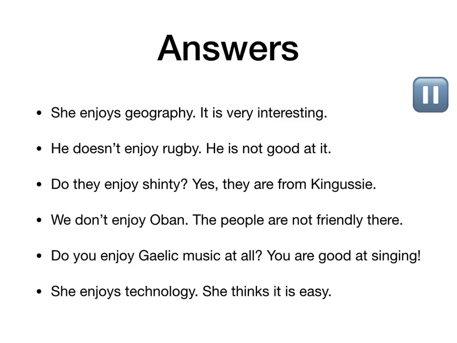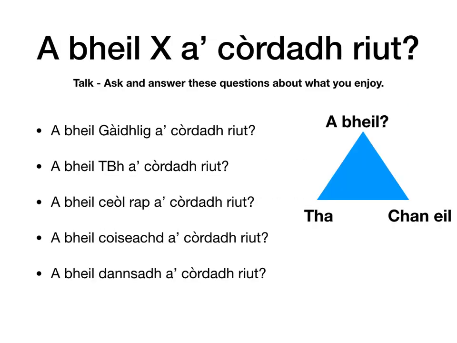And here are the answers for that slide previously. So moving on, here's a little talk exercise you can do. Now remember, because it's a bheil, you just need to use ha or hainéil to say yes or no. The only issue is that if you make a sentence, you have to remember that the thing that you enjoy comes second after the verb, not yourself.